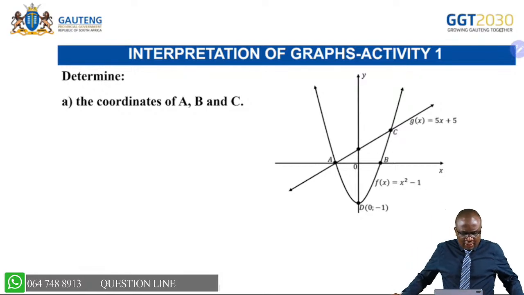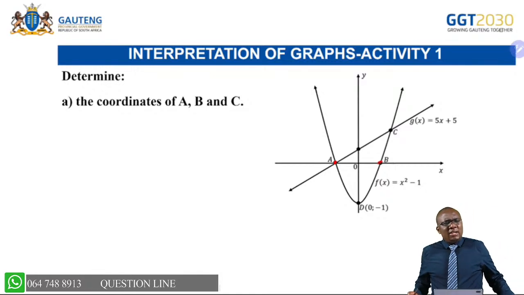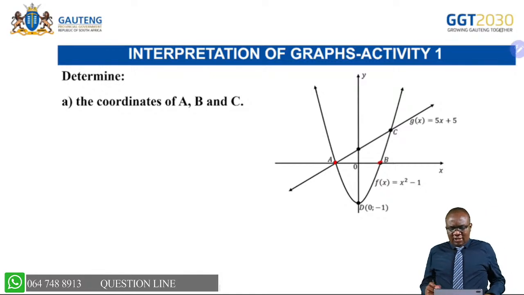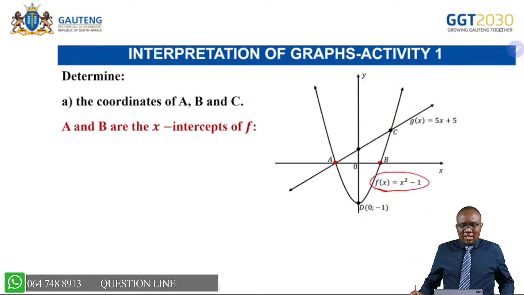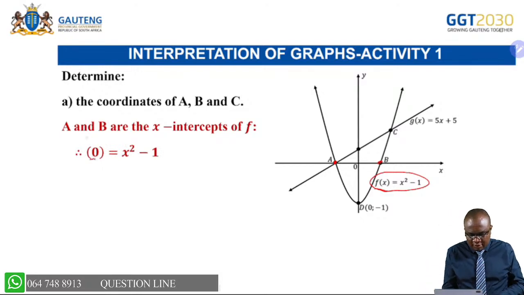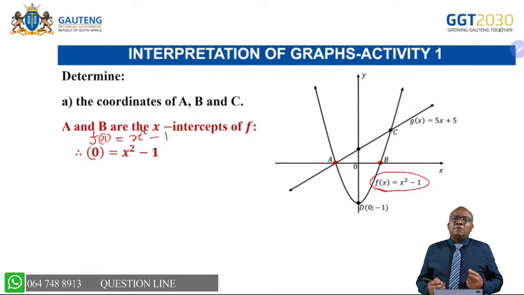Right. The coordinates of A and B. Point A, point B. I will ask myself this question: what are these points? They are the x-intercepts of f of x. So where there is y, I put 0. Remember, f of x is your y value. It's x squared minus 1. So where there is y, put 0. Okay? Right, and then we solve for x.